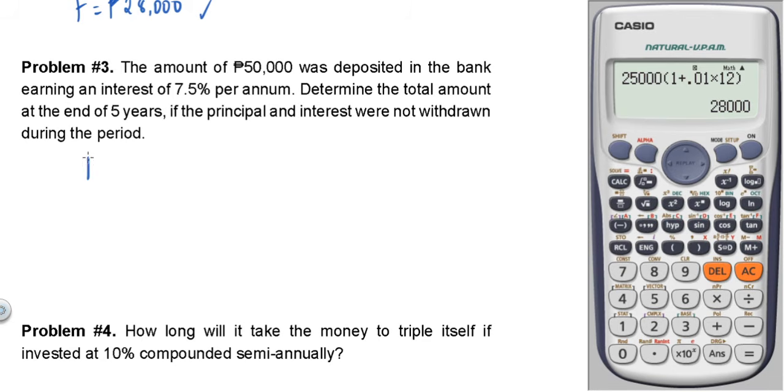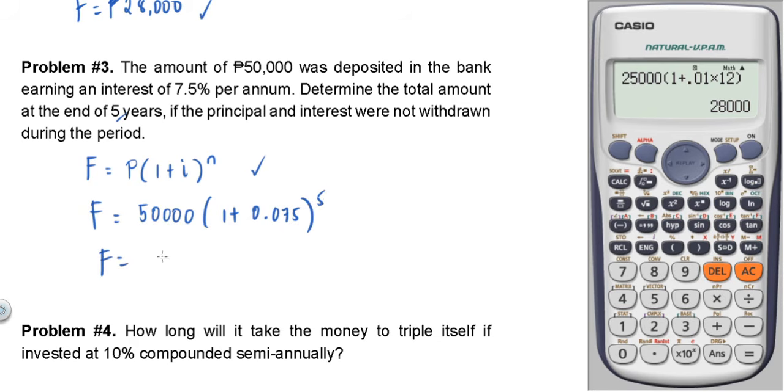Okay, let's solve for the F. F is equal to P times 1 plus I raised to N. Tama? So, ito yung ating formula ng compounding. Okay, madali lang. Basta alam mo na yung formula. So, P is 50,000 times 1 plus 7.5 per annum. So, okay na to, no? 0.075 raised to N, 5 years.